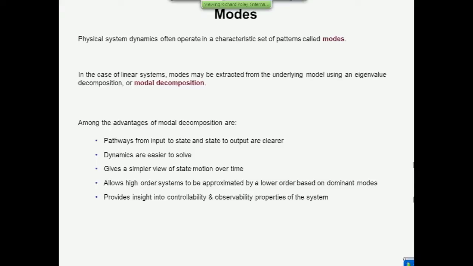You also get a much clearer insight into the two properties I explained earlier, controllability and observability, and the reason for that is that the pathways are exposed in a modal decomposition. And the process is similar for a continuous time or a discrete time system. It's just that the meaning of the eigenvalues is different.